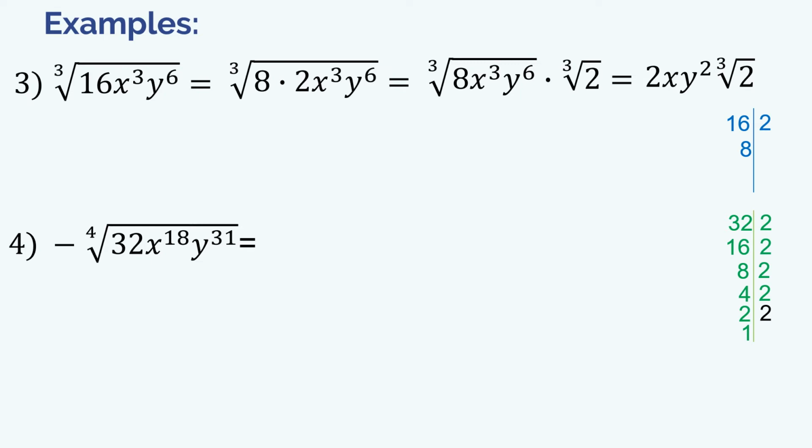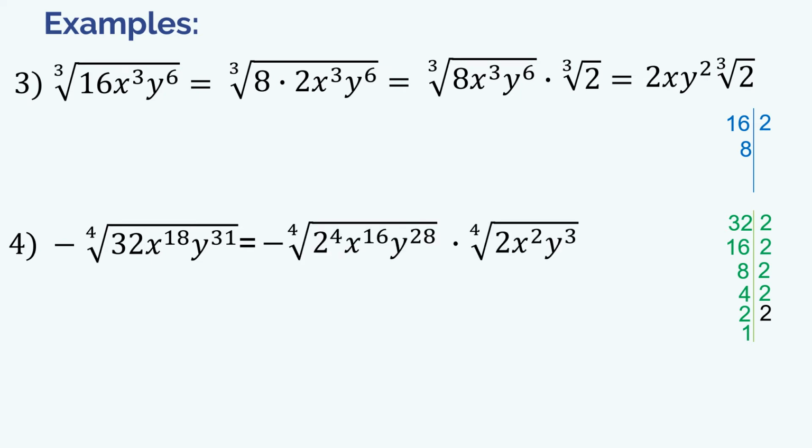And taking care of the variable expressions, I notice that x to the 18 is not divisible by 4, but I can find a number that is close to 18 that is divisible by 4, and that number is 16. And so x to the 18 will be equal to x to the 16 times x squared. And the same can be done with y to the 31st power. I look for the closest number to 31 that is divisible by 4, and that is 28. So y to the 31 is expressed as y to the 28 power times y to the 3rd power.